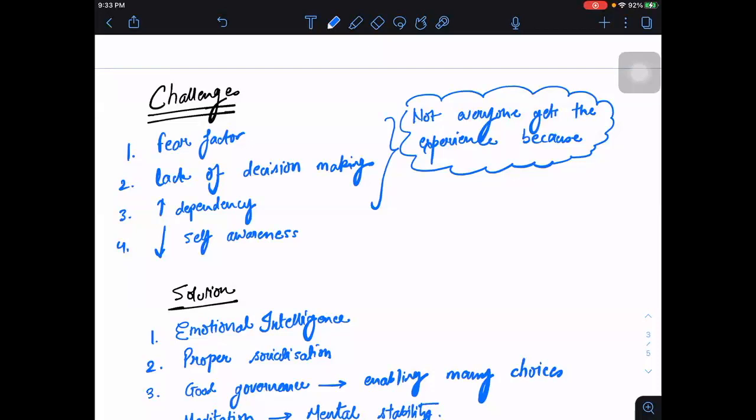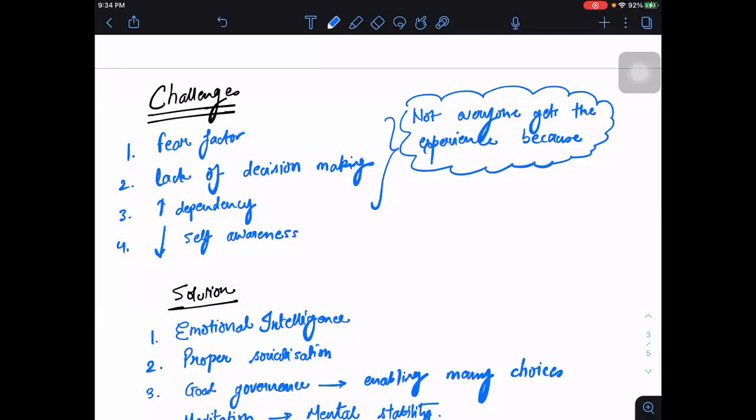The first one is the fear factor, second is the lack of decision making power, third thing is higher dependency towards other individuals, fourth one is lack of self awareness. If I'm not self aware, I don't know what kind of risk or what level of risk that I can take, because the reaction to a situation is always risky in nature. You don't know the outcome. It can be positive or it can be negative as well, but it is the intuition, it is the feeling that you have right now which compels you, which pushes you to take that particular decision, right?